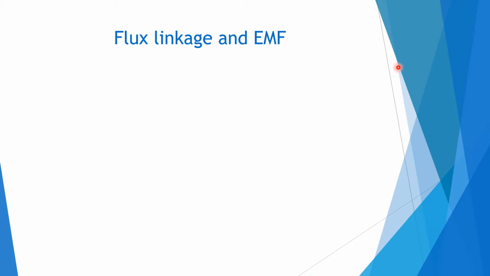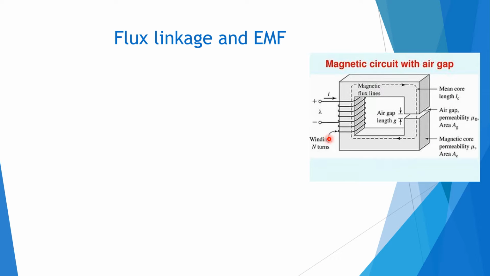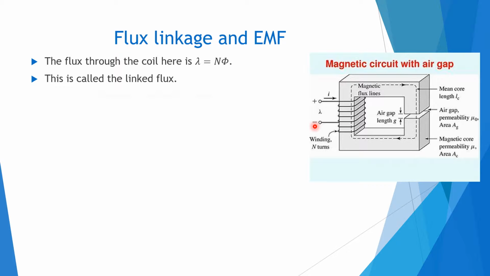Now we come to the lambda that I had talked about. That is called flux linkage. So this lambda is the flux through the coil. Since there are N turns, the flux links N times. So the linkage is lambda equal to N phi. This is called the linked flux.